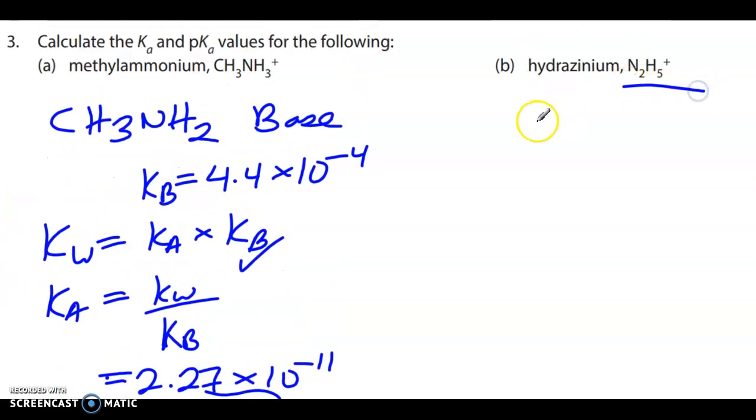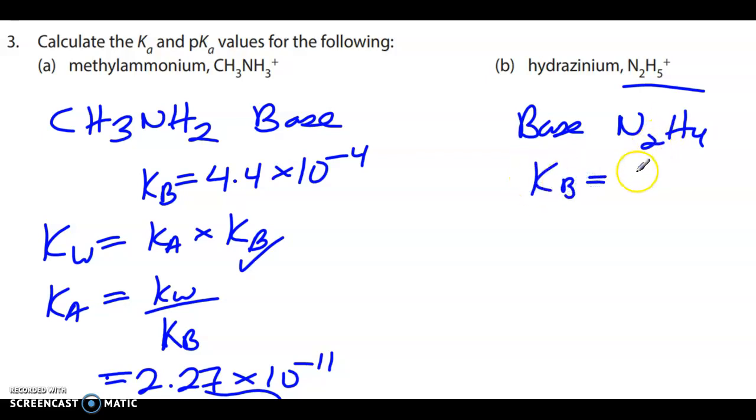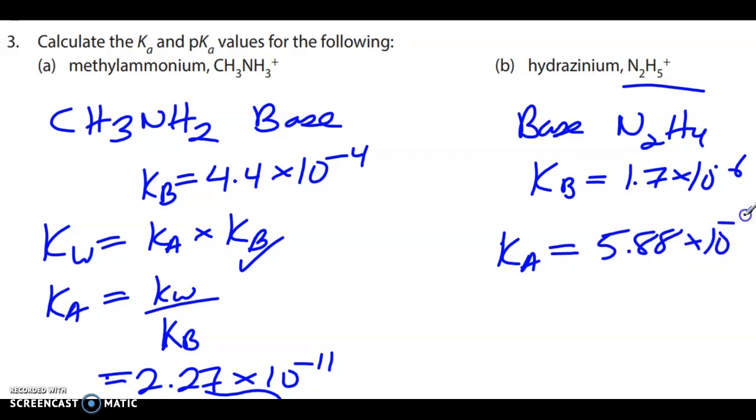Okay, so same thing here. The base version of this is N2H4, which is just neutral. The Kb for that value is 1.7 times 10 to the negative 6. So when you rearrange and solve for your Ka, you get 5.88 times 10 to the negative 9. The negative log of that is 8.23.